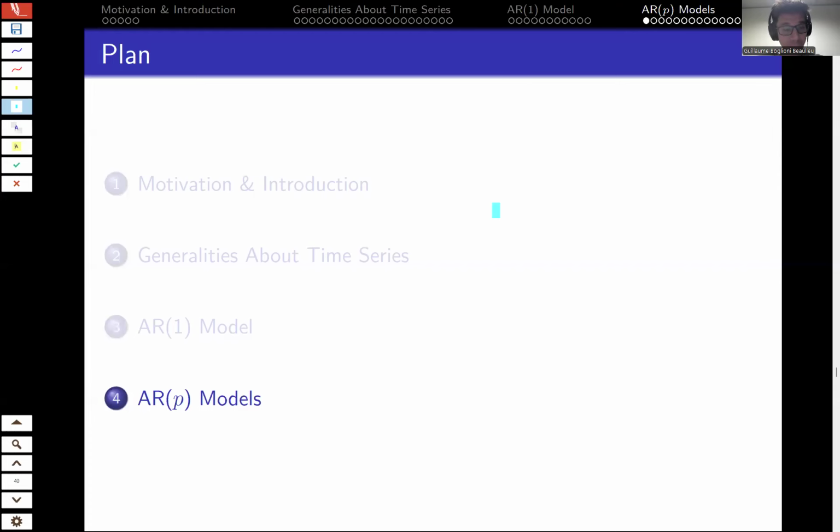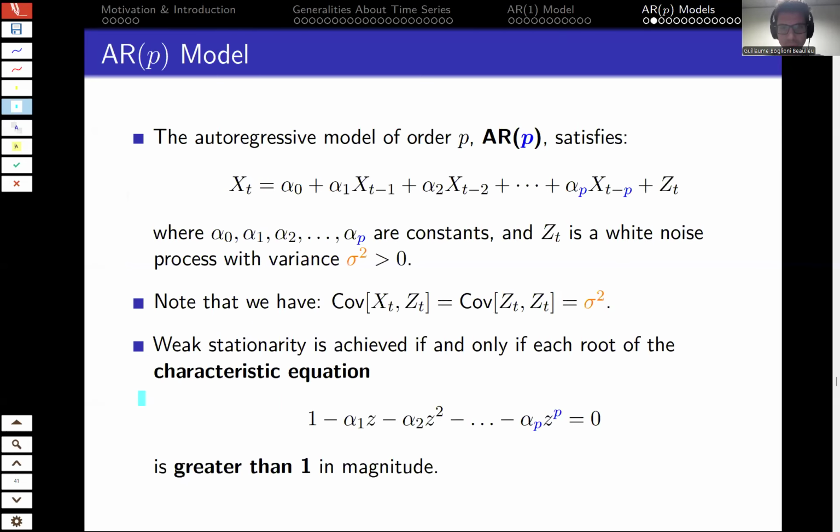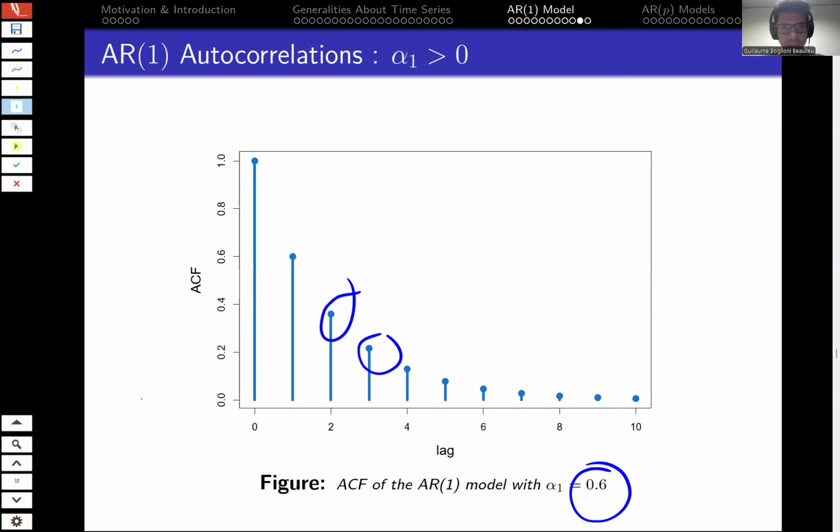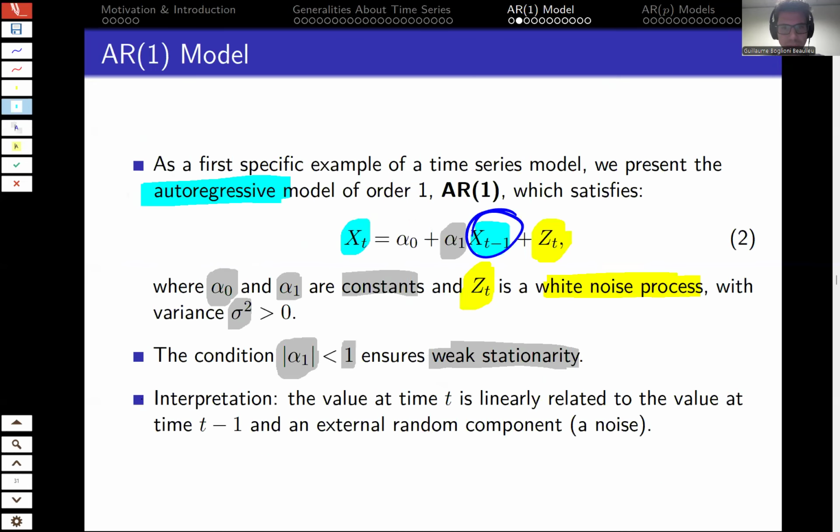We are back with more time series. In this video, we cover the so-called AR(p) models, which of course are a generalization of the AR(1) model. Actually, maybe we can take a second to just present again the AR(1), which has this form. The value at time t, x_t, is expressed as a linear function of the past value of the process, x_{t-1}, plus a noise.